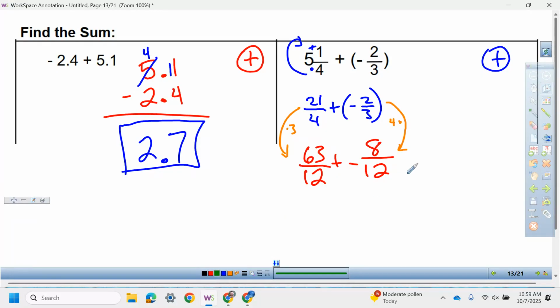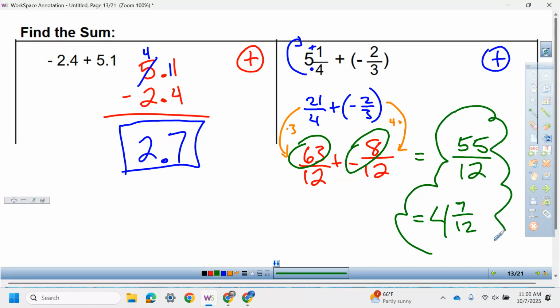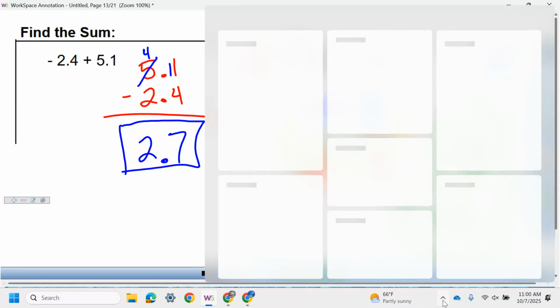Now, to finish up our answer, the denominator is the same. And now, what is 63 plus negative 8? Well, subtract them. We should get 55/12. Or, let's see, 12 goes into 55 4 times. That's 48. So there's 7 left over. And 12 is our denominator. So either one of these answers would be correct.